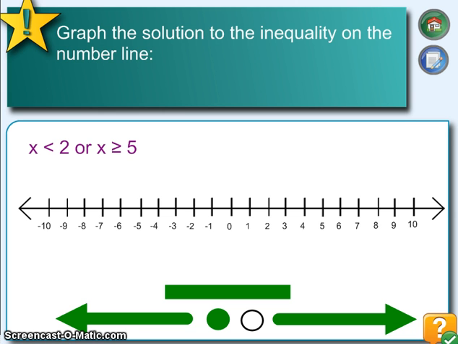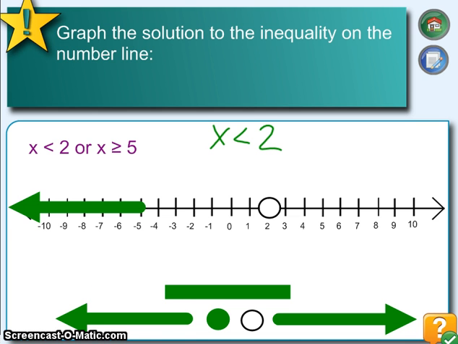So let's first start with x is less than 2. In this case, we don't have an equal, so we're not going to include the 2, but we're going to include every number leading up to it. So that should be your first graph of the inequality. As you can see, you've got quite a few chances to win in that part.